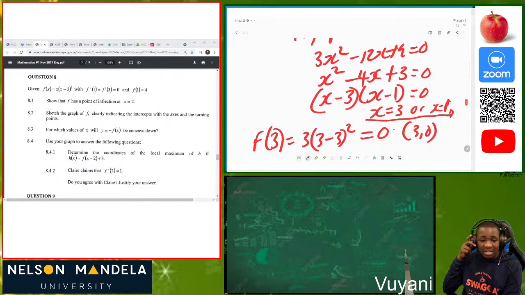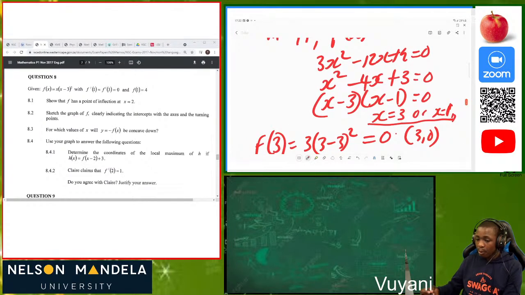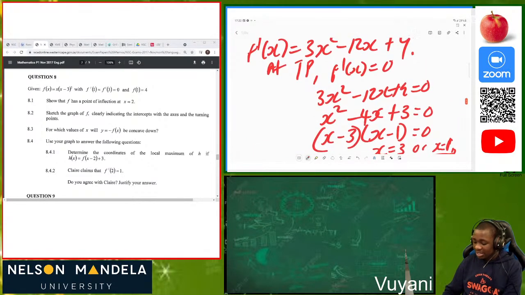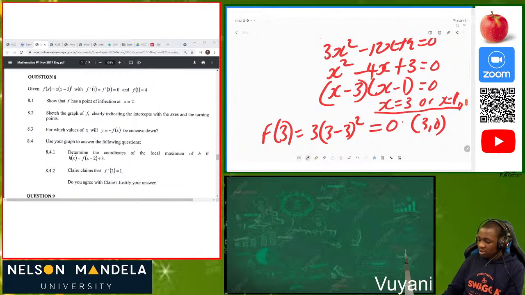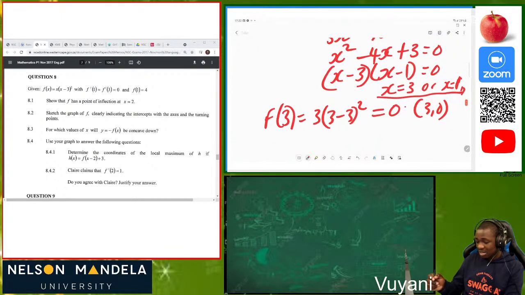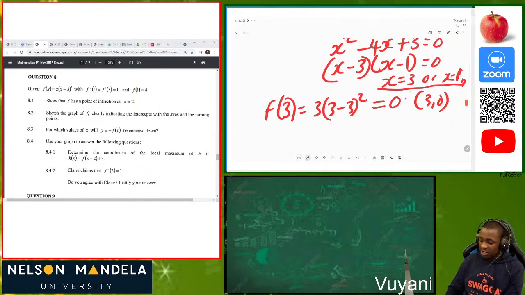How do we determine the stationary points or the turning points? We said that we have to let f prime of x, the first derivative, be equal to 0. Then we solve and we got two answers, 3 and 1. Now we need the y values of the turning points. So we substituted 3 into the original equation, and we ended up having (3, 0).